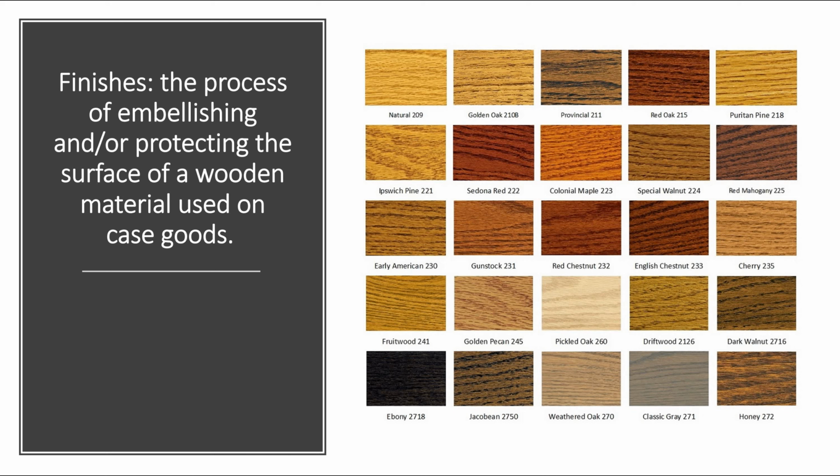So speaking of staining, this is the process of embellishing and or protecting the surface of a wood material used on case goods. And it shows you, as an example, what kind of wood you have. And these are your different types of stains. So if you get a golden oak stain, a provincial stain, a colonial maple stain, an English chestnut, an ebony, those types of things, that's the color that your wood is going to be after you stain it.